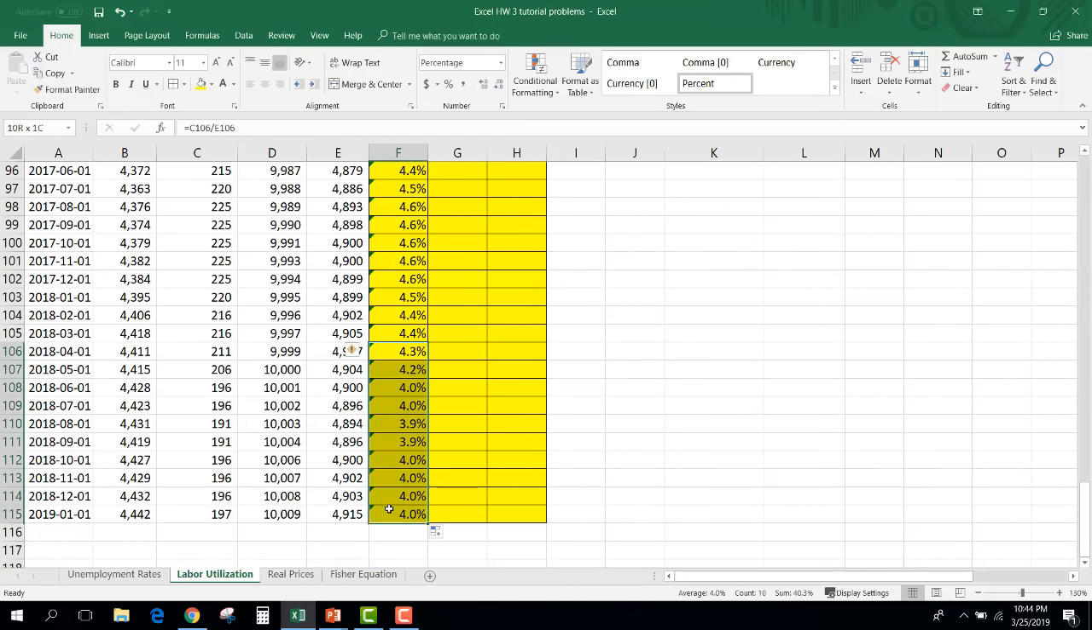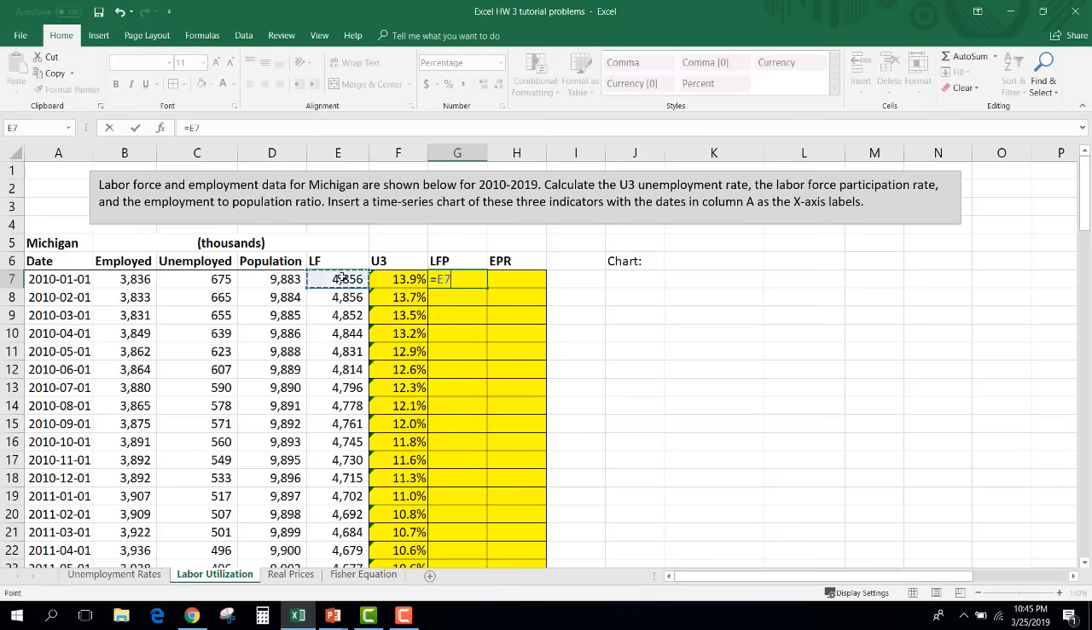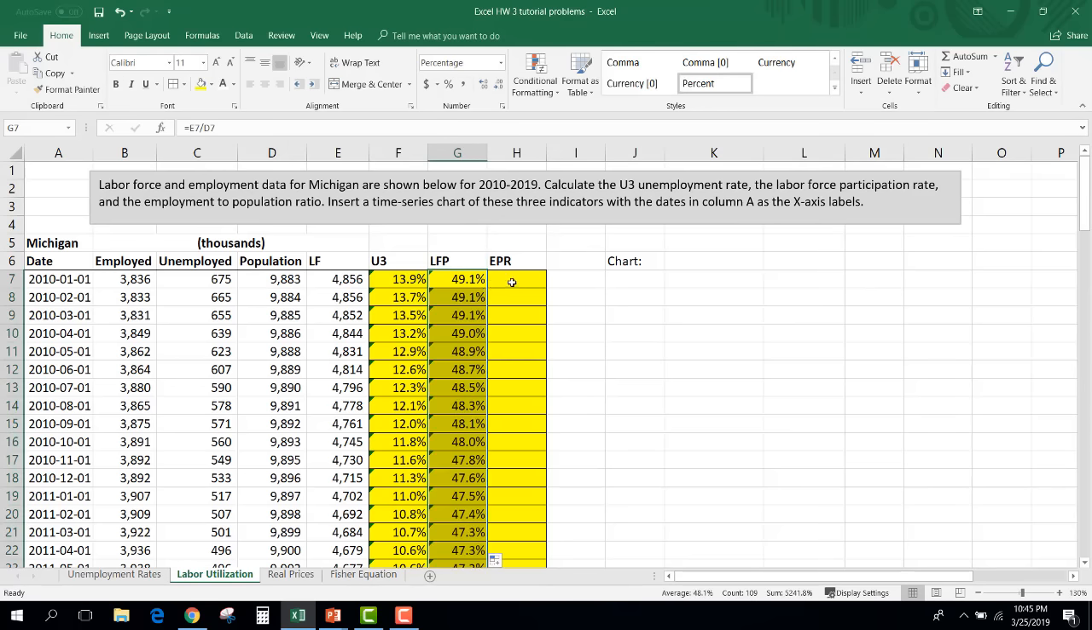Okay, let's look at the labor force participation. Labor force participation is the labor force as a percent of the population. Now, I will admit this isn't going to be completely accurate because I don't have the adult population. I just have the total population, but this was the best data I could find. In a pinch, we'll just go with it. And we got 49.1, and remember that is the labor force divided by the population, nothing to it, so we can fill this all the way down. Bada boom. And then the employment population ratio is the number of employed as a fraction of the population. So employed divided by population thusly.